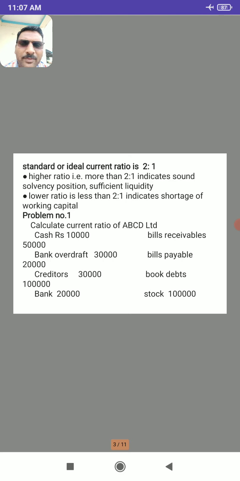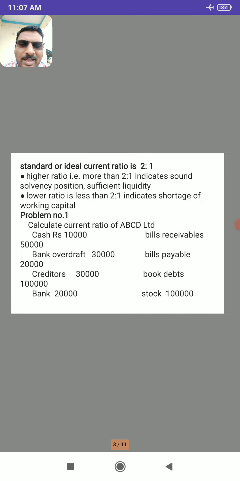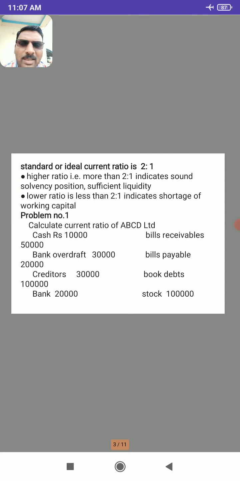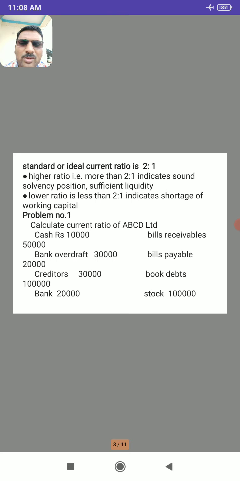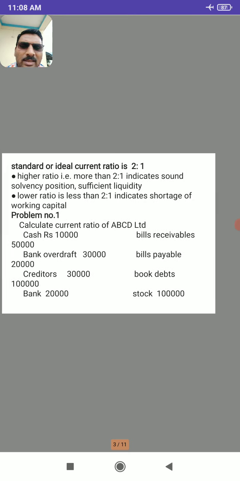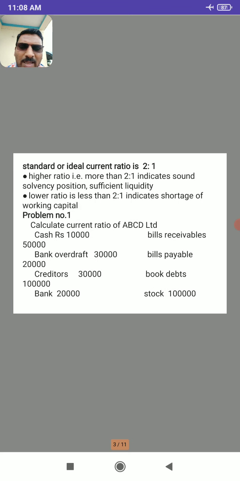First we see which current assets and which current liabilities are given in the problem. We search for the current assets first. Cash is a current asset. Second, bills receivable is also a current asset, that is 50,000. Then book debts, meaning debtors, 1 lakh, cash in bank 20,000 and stock 1 lakh. These are the current assets, and the remaining items, bank overdraft rupees 30,000, bills payable 20,000 and creditors 30,000, are the current liabilities given in the problem.